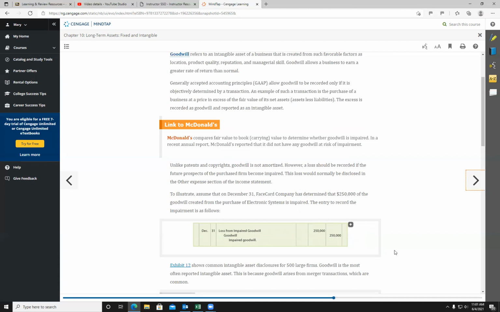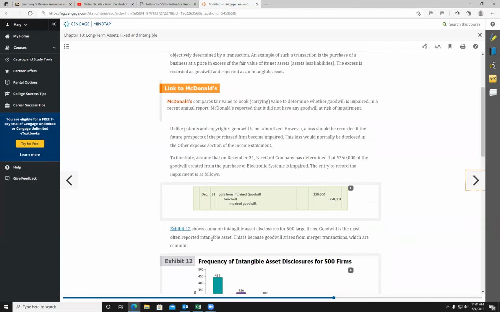Below is an example of a journal entry. Assume that on December 31st, Face Card Company has determined that $250,000 of the goodwill created from the purchase of Electronic Systems is now impaired. Then this would be the journal entry to show the impairment of the goodwill.